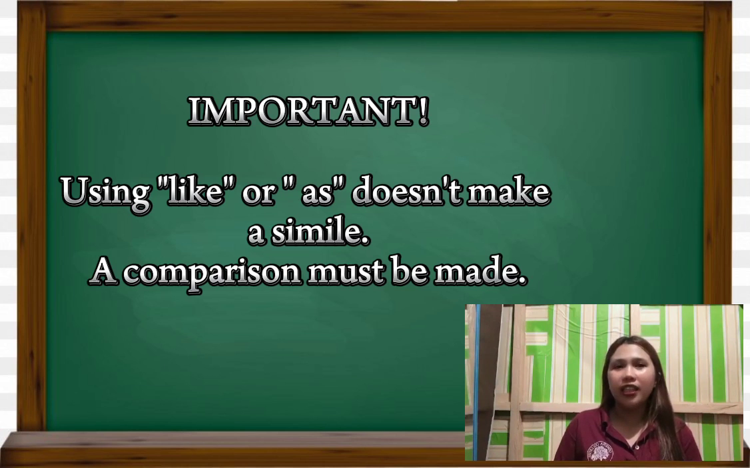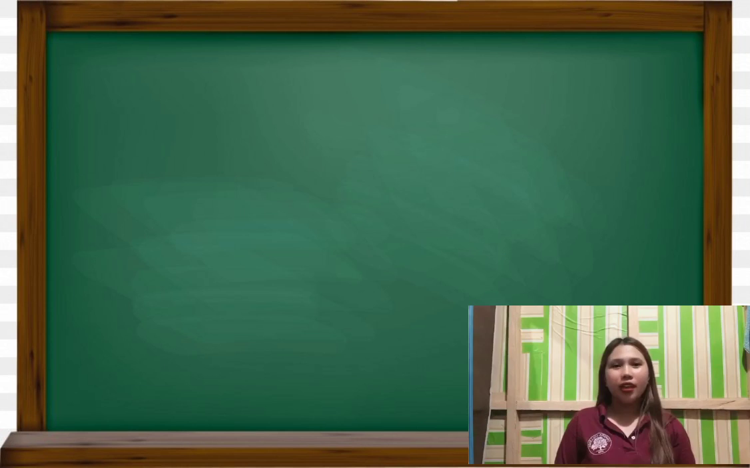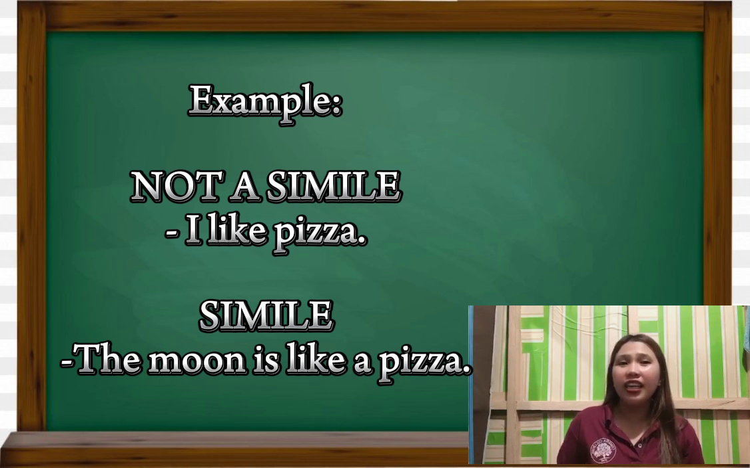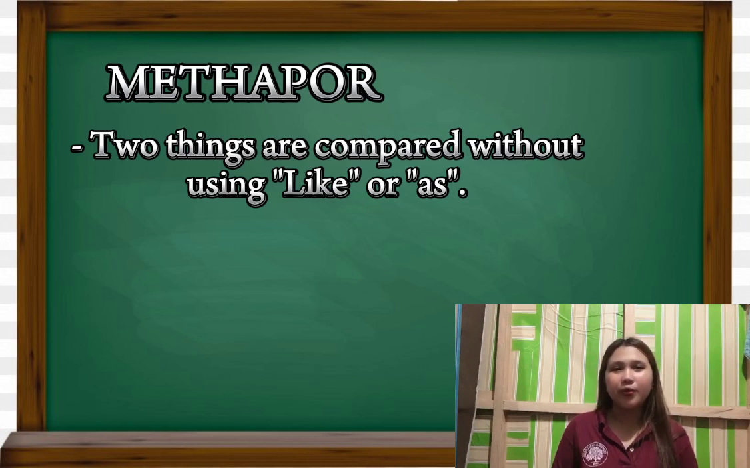Take note that using like or as doesn't make a simile. A comparison must be made. For example, I like pizza. That is not a simile. Instead, say, the moon is like a pizza. Did you get me? Okay, very good.